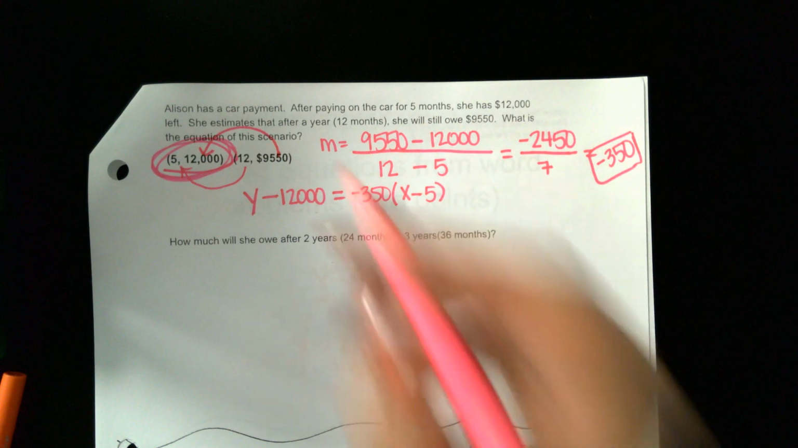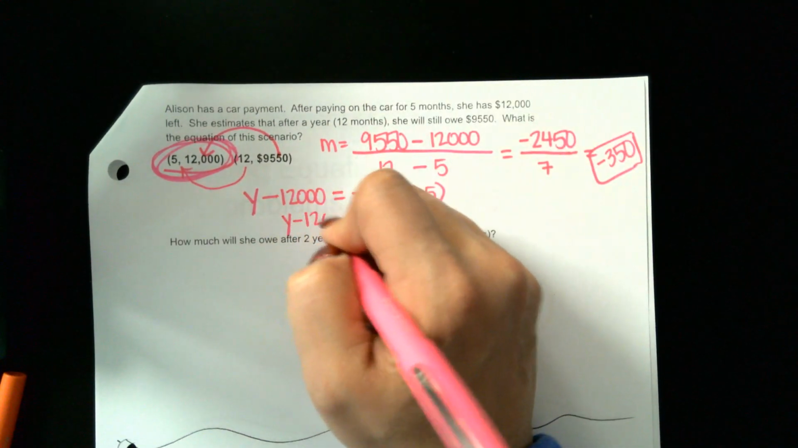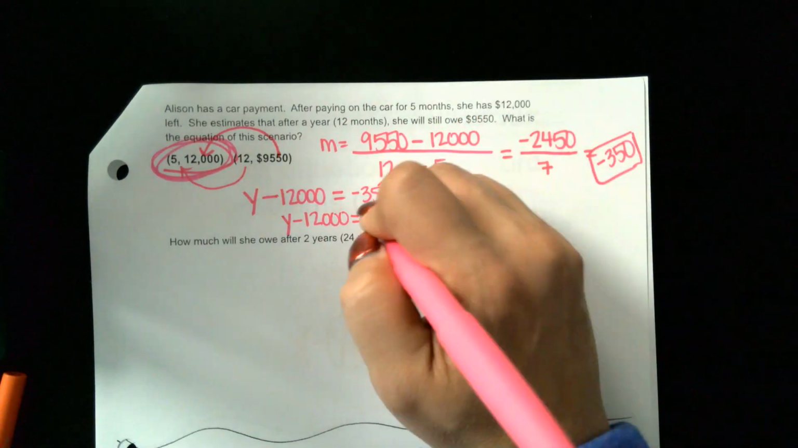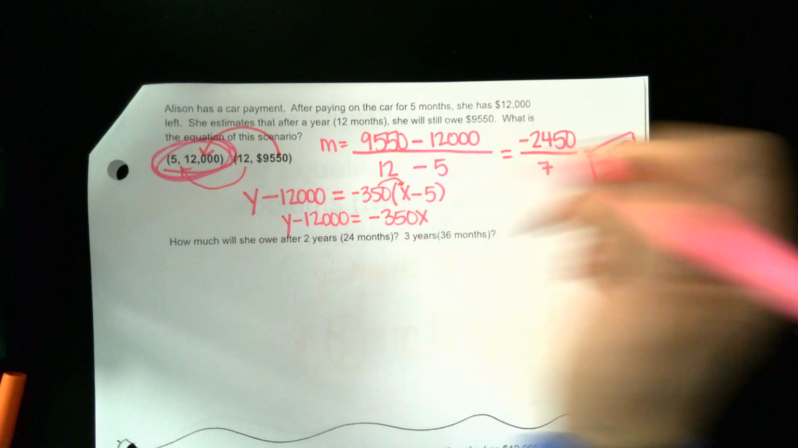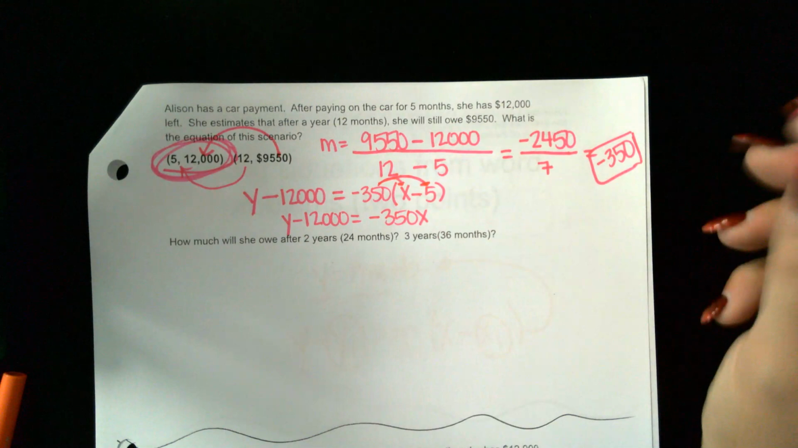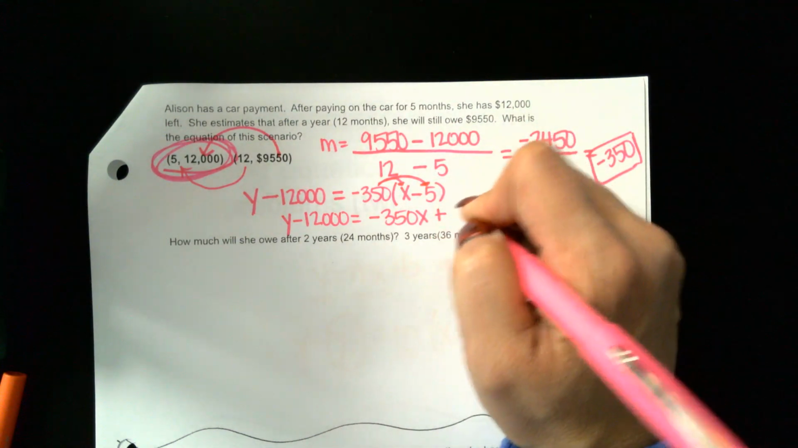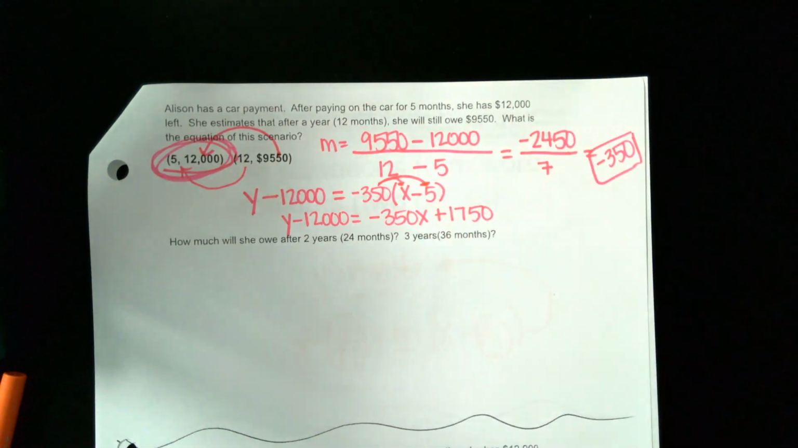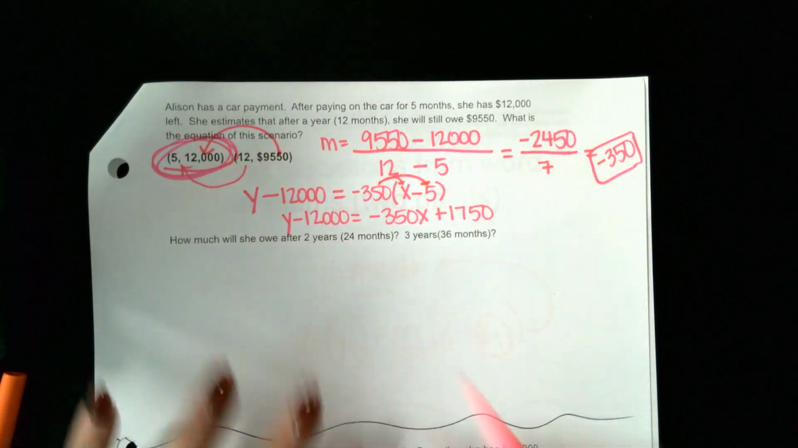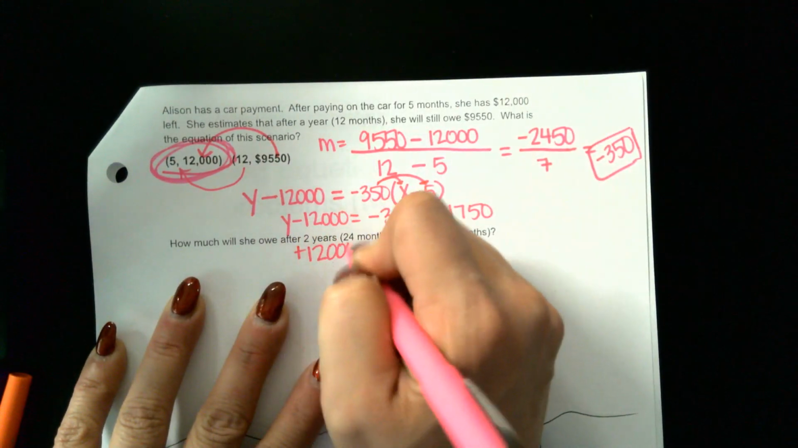All right, distribute on the right side, please. So negative 350 times x, negative 350x. Now be careful, negative 350 times negative 5. 1750. Bless you. And then what's the only number left to move? The 12,000. And if it's a minus, how are we moving it? We're adding 12,000.